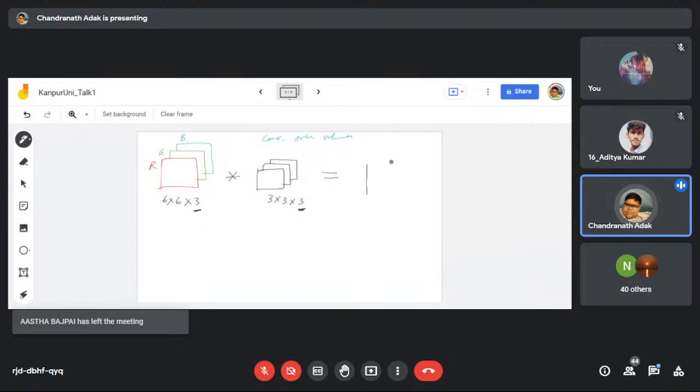What will be the output size over here? Previously I had 4 cross 4. Now my question is, what will be the output size? 4 cross 4 or 4 cross 4 cross 3? Can anyone tell? Hello?